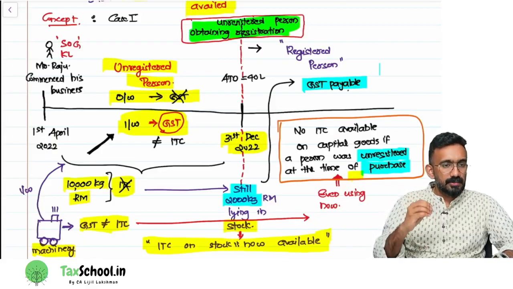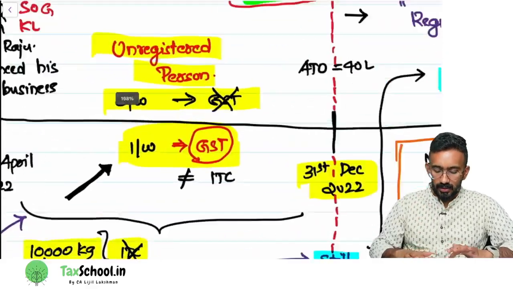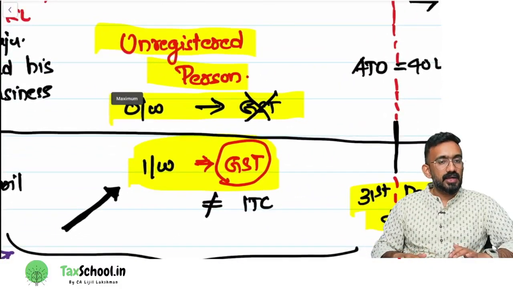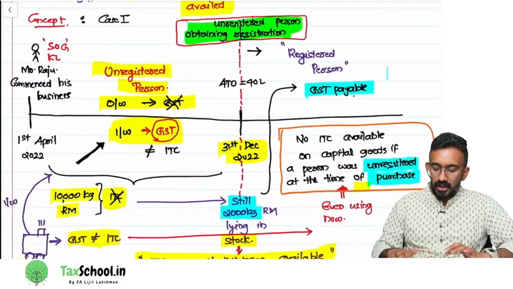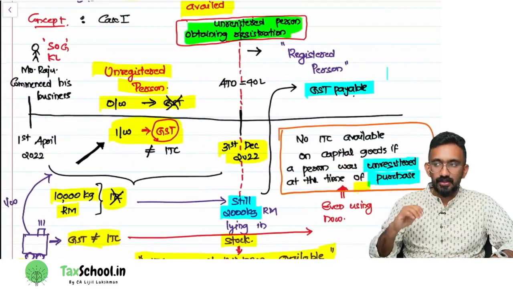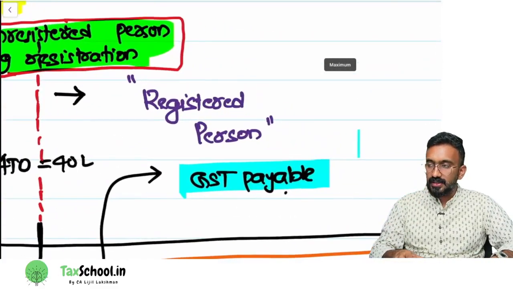Whatever outward supply he makes during this period, there is no GST payable. On the outward supply, no GST payable. Similarly, an unregistered person cannot take ITC on their purchases. On 31st of December 2022, his turnover has exceeded the threshold limit of 40 lakhs. So he has gone and taken registration.